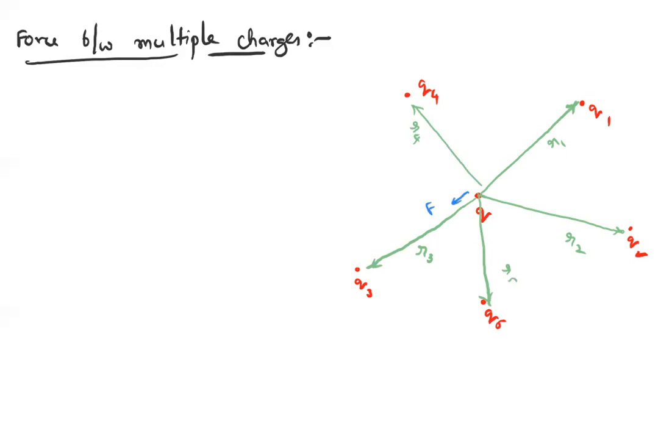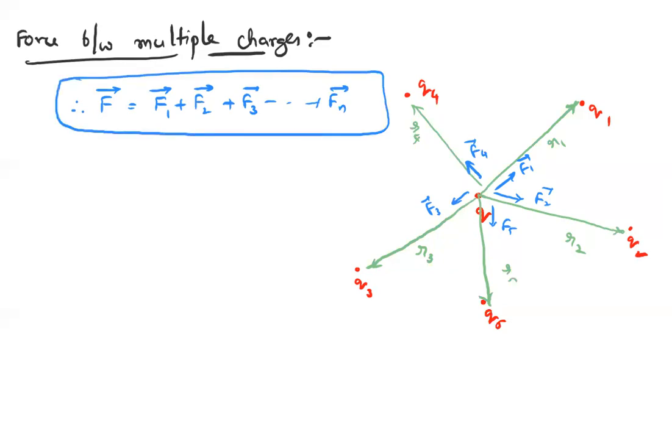This is F3 bar, this is F1 bar, the force acting on this. If I consider all of them attractive, like charges, F2 bar, F5 bar, and F4 bar. That means they are acting in various directions. Therefore, the net force acting on charge Q is equal to the vector sum of all the forces acting on it: F1 bar plus F2 bar, and so on, up to Fn bar if n charges are there. This principle is called the principle of superposition, or force between multiple charges.